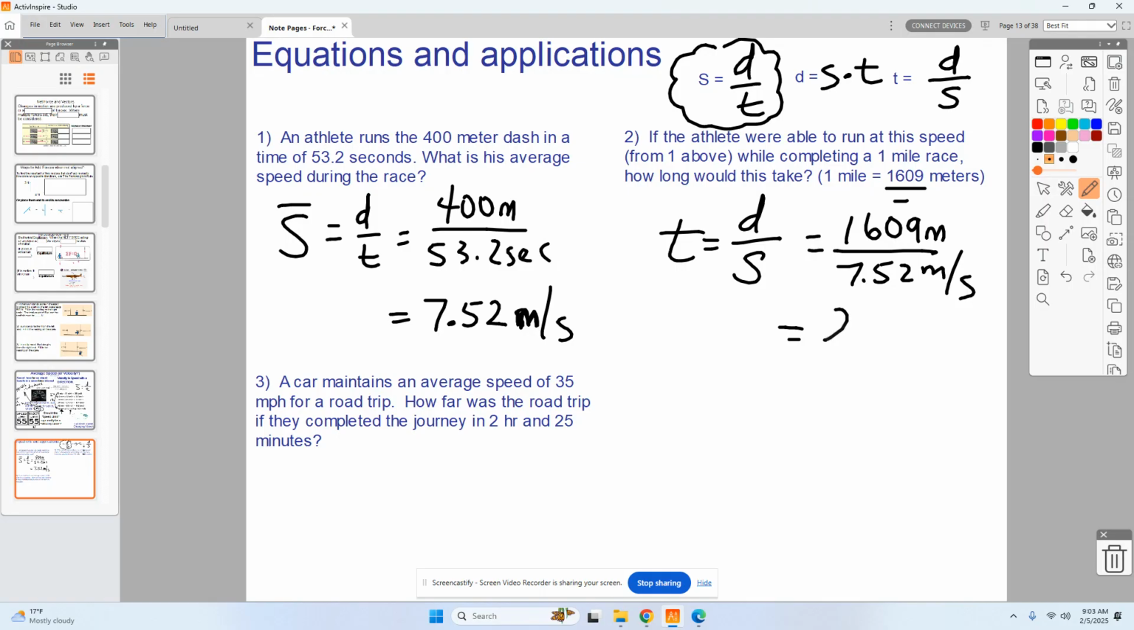This would be 214 seconds. I'm going to write that as 180 seconds and 34 seconds. And you might wonder why I'm writing it like that. No one knows what 214 is, but you know what 3 minutes 34 seconds is, right? Mixed units make it a little bit easier to understand. This would be 3 minutes and 34 seconds.